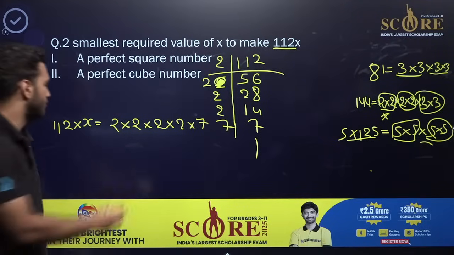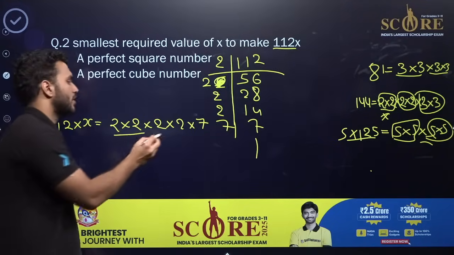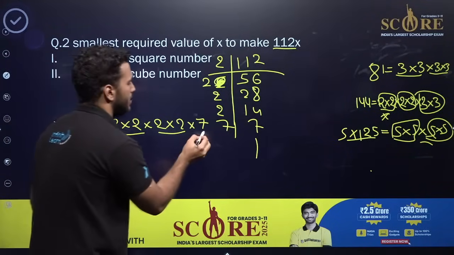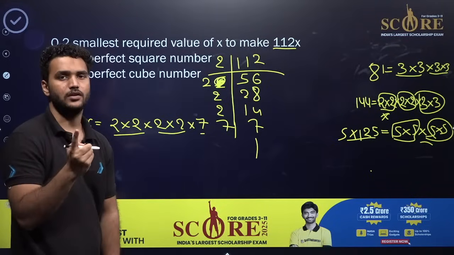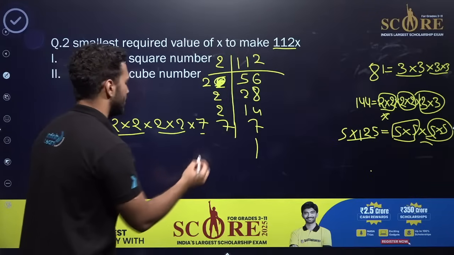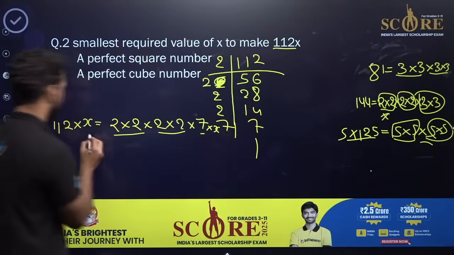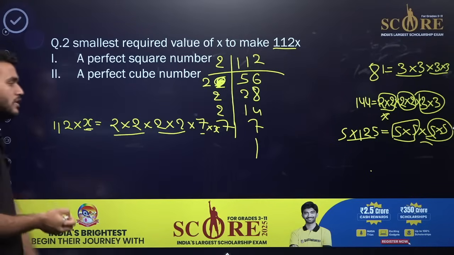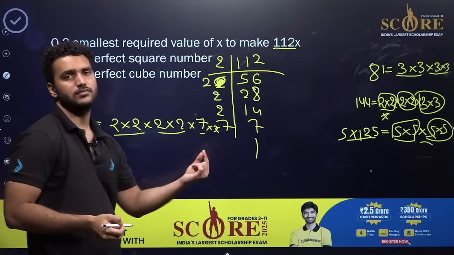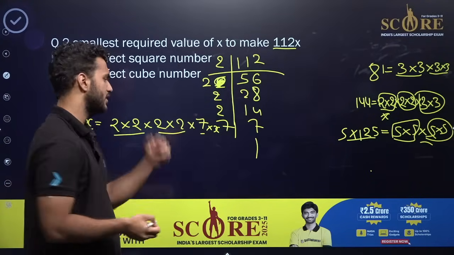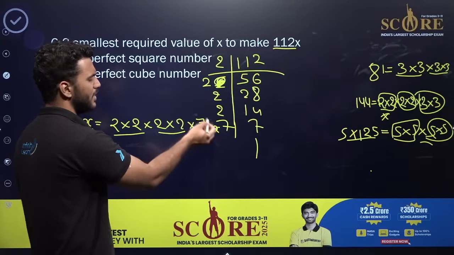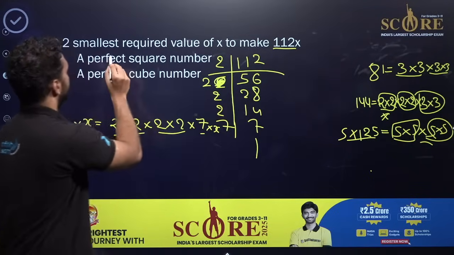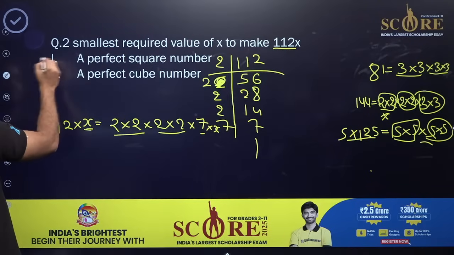No, sir. We are getting one pair of 2s, which is okay, another pair of 2s, which is okay, but we have only one single 7. We need at least one more 7, but we have x here, no? So what is the smallest required value? x should at least be 7, to make a pair of 7 here. So for a perfect square number, the minimum required is x equal to 7.